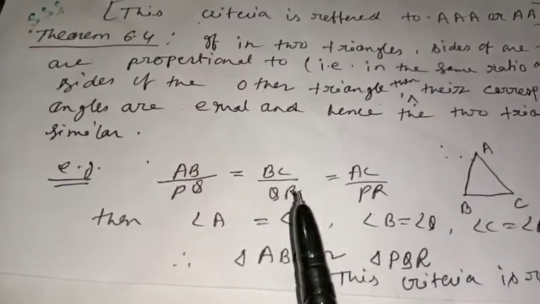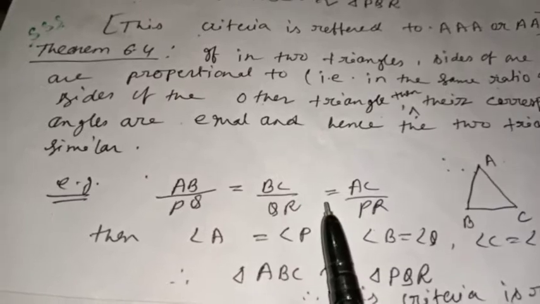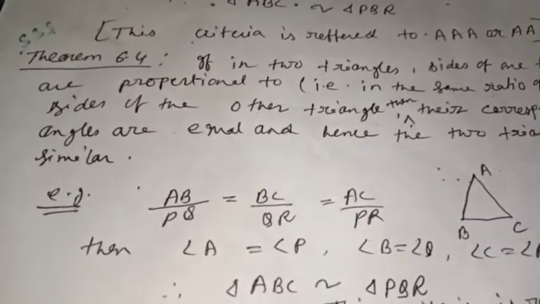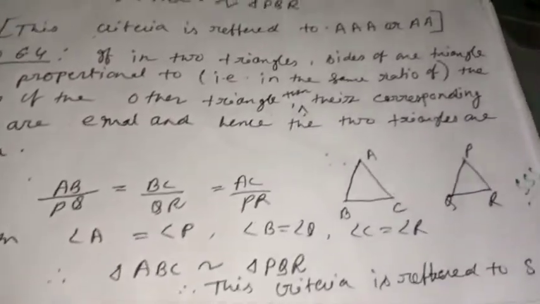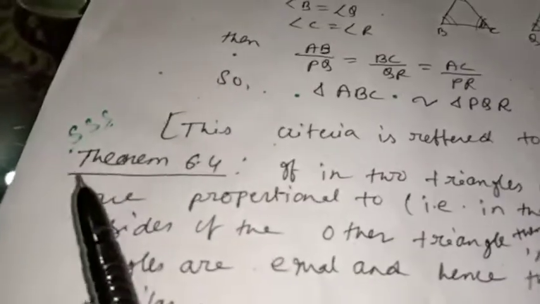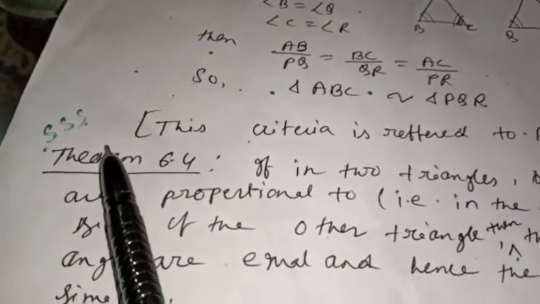Yes or no? Means here, when you are getting corresponding sides in the same ratio, then you will get corresponding angles equal. It is already proved. Understood? And this criteria is what? Three corresponding sides. This criteria is called SSS, side. Okay? This criteria is referred to as side.